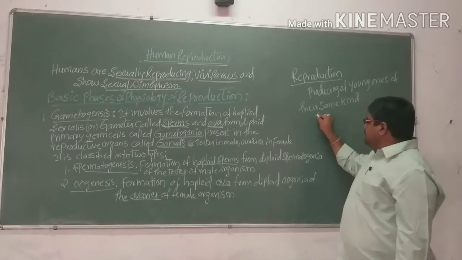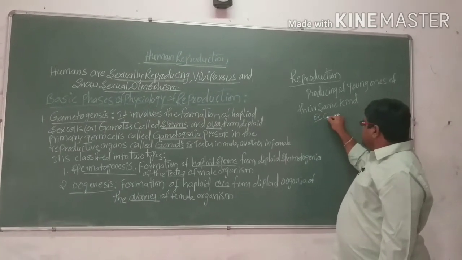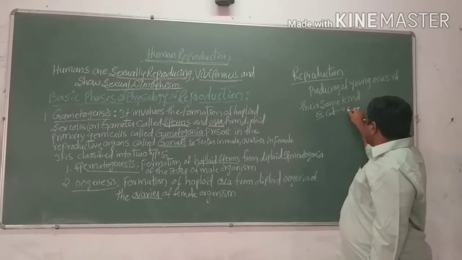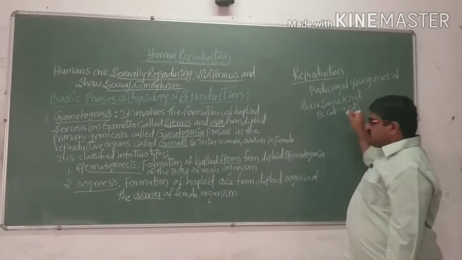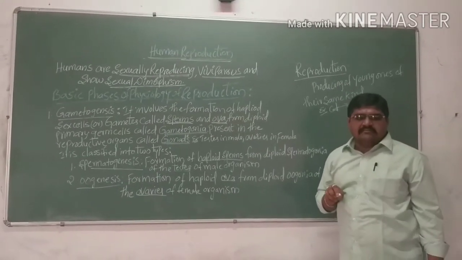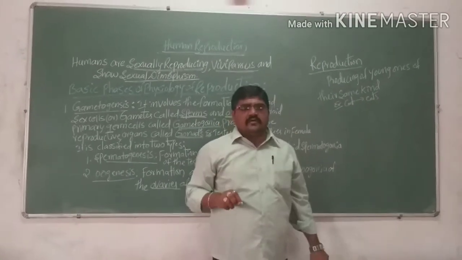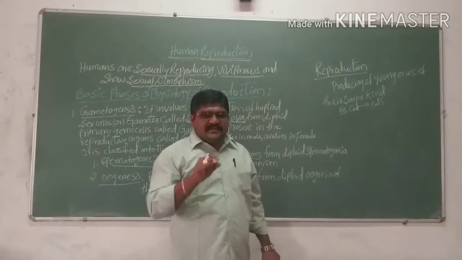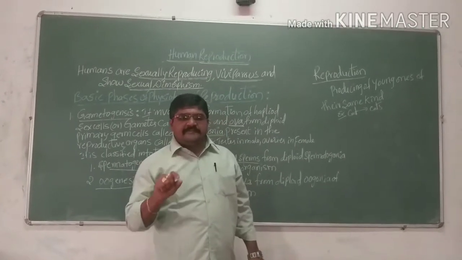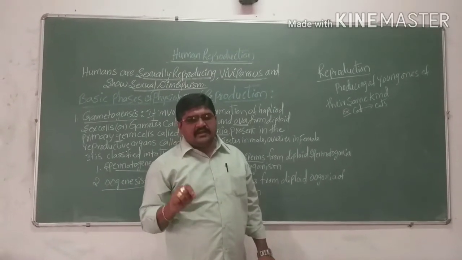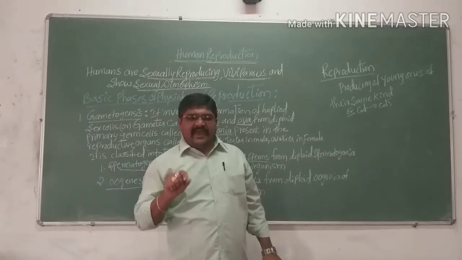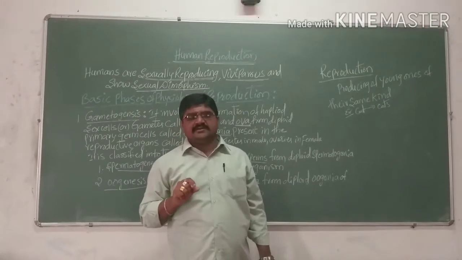For example, a cat will produce cats, dogs will produce dogs. Likewise, humans will produce humans only. So when the same type of species are producing, we can say it is reproduction.